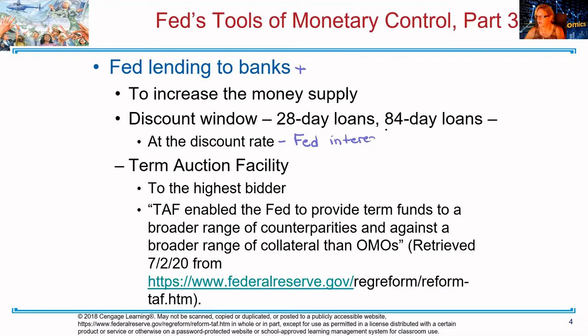It's the Fed interest to a bank. Okay? And they do so through a term auction facility. And what that allows us to do is, after the economic collapse of 2008, we came up with these term auction facilities, or TAF, and the Fed then can provide long-term funds to a broader range of financial intermediaries, not just banks, and a broader range of collateral.